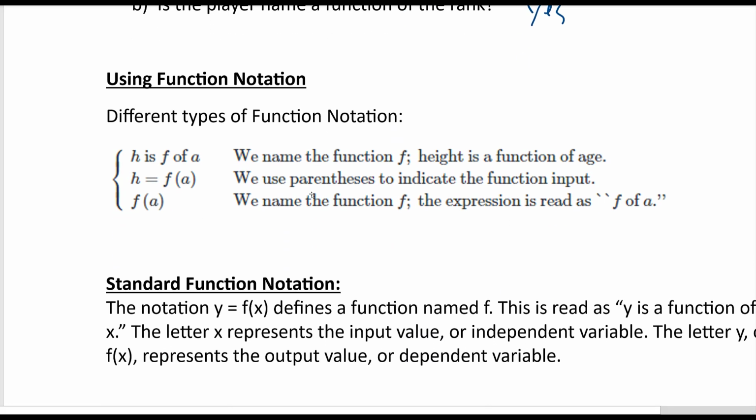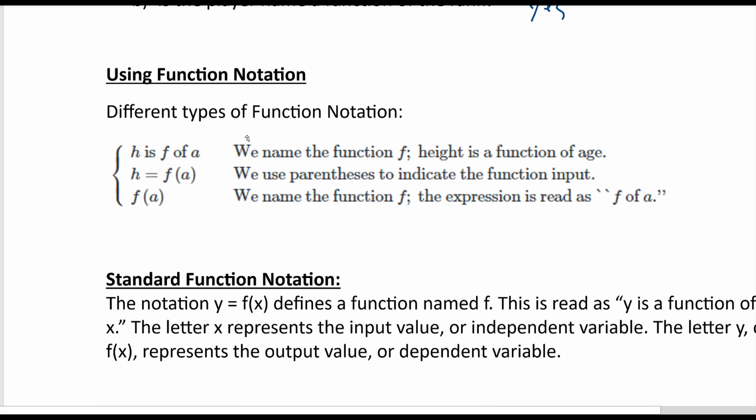Now we have function notation. This is important to understand. Different types of function notation. You could write it out. h is f of a. So we name the function f. h is a function of age. h equals f of a means the same thing. We use parentheses to indicate the function input. So the variable of the function is a. This does not mean f times a. It means f is a function of a. That's the variable that's going to be doing stuff, or stuff happens to it. Or just f of a. This is pretty common what we go with here. f of a, the function f evaluated with this variable a, this stuff happens to it.